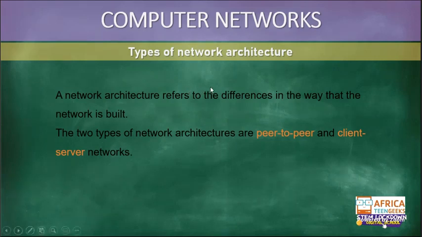Right, then types of network architecture. This one refers to the differences in the way that the network is built. We have two types, which are peer-to-peer and client-server. In the next slide, we are going to talk a little bit about what a peer is, what a client is, and what a server is.